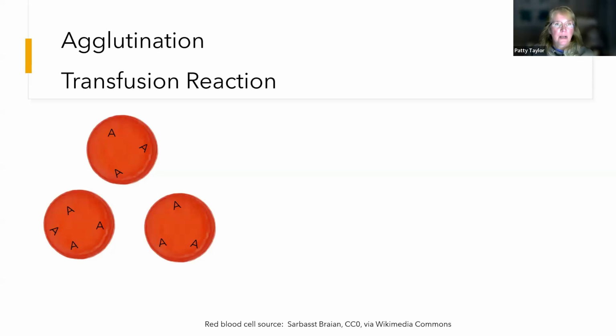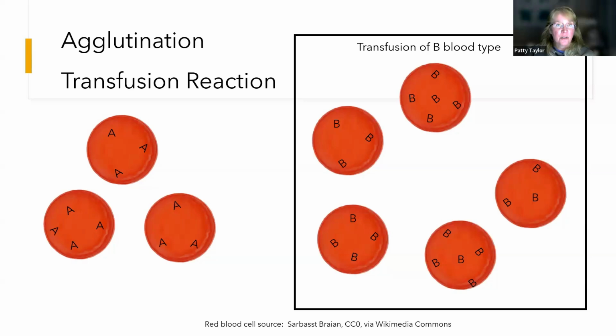So let me illustrate how agglutination works. I'm going to say that my blood type is A. Let's not worry about Rh factor right now. Let's just keep it simple with just the A antigen. Let's say I need a transfusion, and I get blood type B. So I've got this B antigen in my bloodstream, and my blood carries an anti-B antibody.